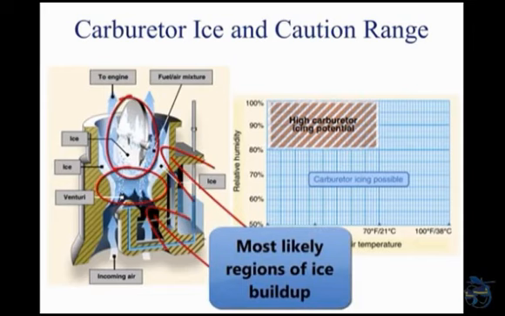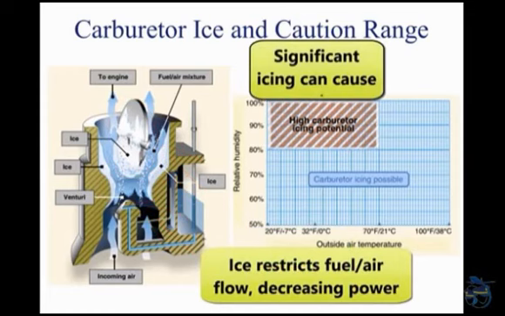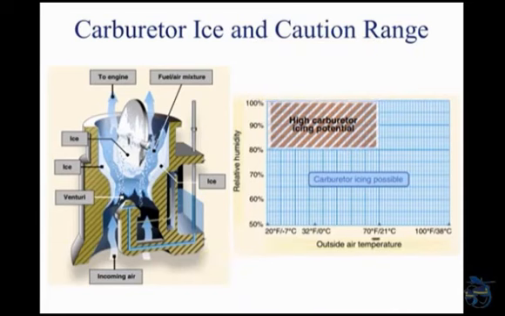This restricts the flow of the fuel-air mixture and reduces power. If enough ice builds up, the engine may cease to operate. Carburetor ice is most likely to occur when temperatures are below 70 degrees Fahrenheit or 21 degrees Celsius, and the relative humidity is above 80%.